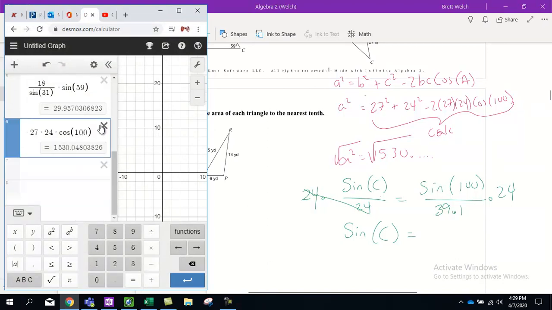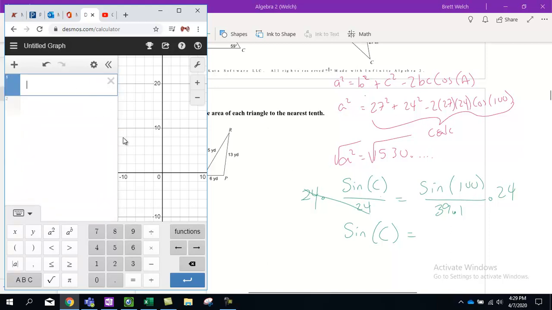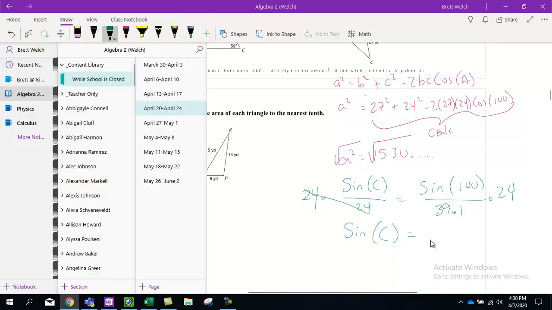All right, here we go. We've got the sine of 100, close those parentheses, divided by 39.1, and we're going to come over and times by 24 to get an answer of, enter, 0.6045. But remember, that's not C.